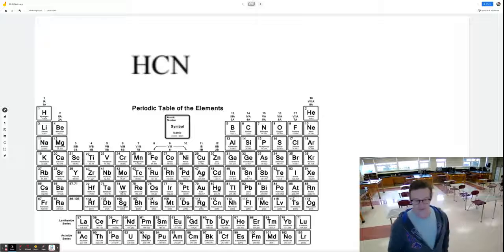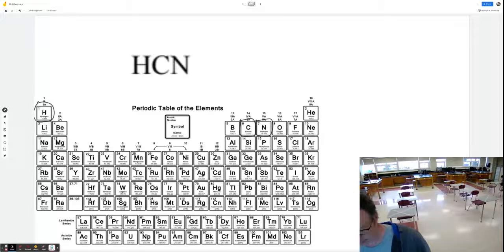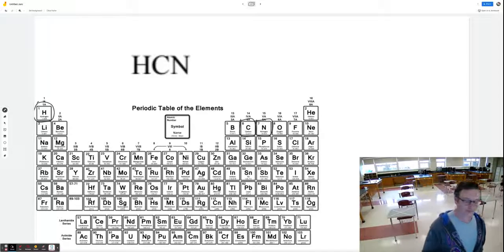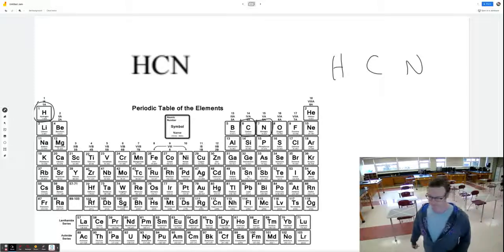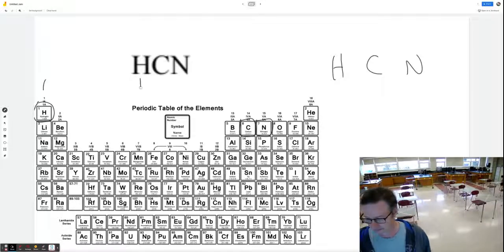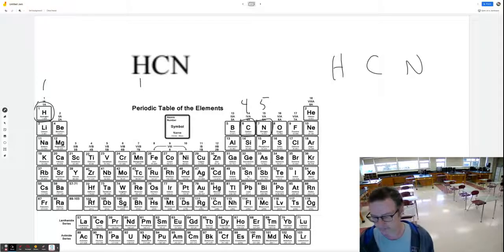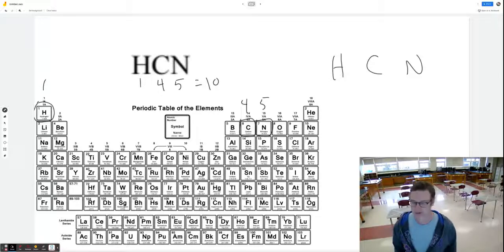Okay, HCN. So we've got carbon, we've got nitrogen, we've got hydrogen. And you might say, well, definitely hydrogen is the farthest away, but remember, hydrogen can't ever be in the middle. So other than the hydrogen, the farther one from fluorine is carbon. Compared to nitrogen, it's a little farther, so carbon's going to go in the middle, hydrogen, nitrogen on the outside. Hydrogen has 1 valence electron, carbon has 4, nitrogen has 5. That gives me a total of 10 valence electrons.